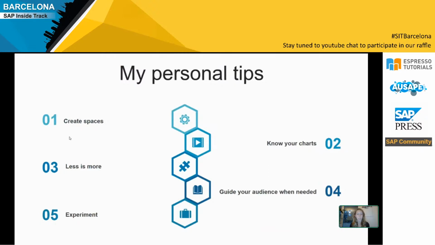The first one is create spaces. Always make it easy for people to read what you're writing, to make it minimalistic but powerful. The second one is know your charts. One of the biggest, most important things is having good charts to display and not making silly mistakes that will stop your dashboard from transmitting a good message because you chose the wrong chart. Number three, less is more. The less information you have, sometimes the more important the message you transmit. Number four, guide your audience when needed. And number five, experiment. I will go step by step.